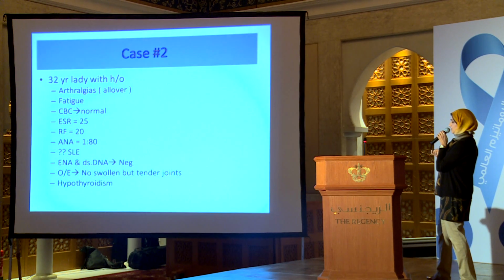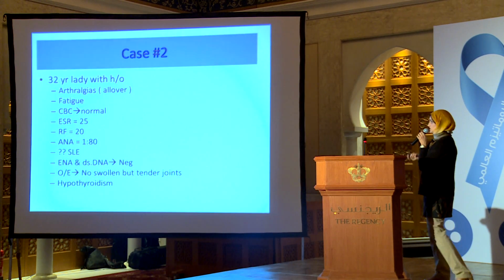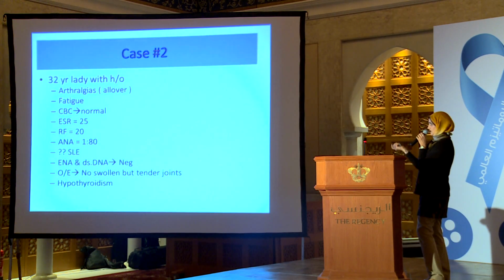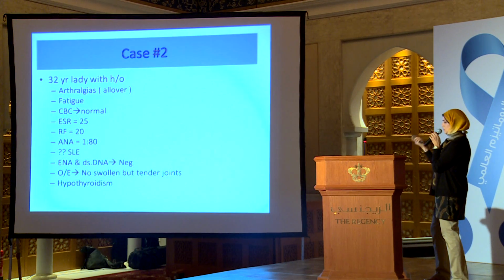The second lady, the young lady with arthralgias, fatigue, and a mildly positive ANA, was actually found to have hypothyroidism. Of course, I asked for more specific tests like ENA and double-stranded DNA, and they all came back negative.